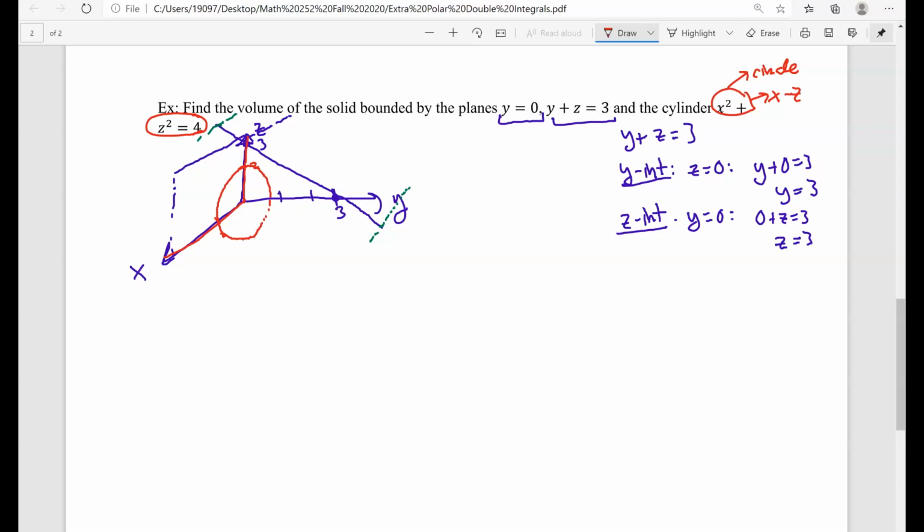Now, because I'm looking at the volume bounded by the planes, we're starting at y equals 0, and our stopping point would be all the way to the plane y plus z equals 3. So we're going to keep going until we reach this plane, at that particular point. We can think about this as this region. If you think about this region looking like this, I'll try my best to draw this.